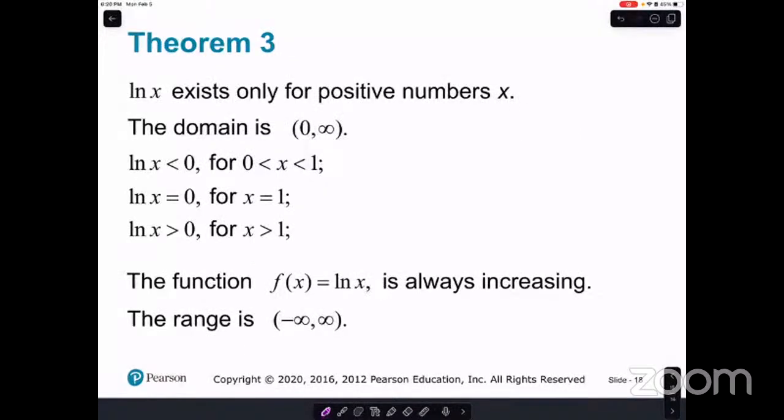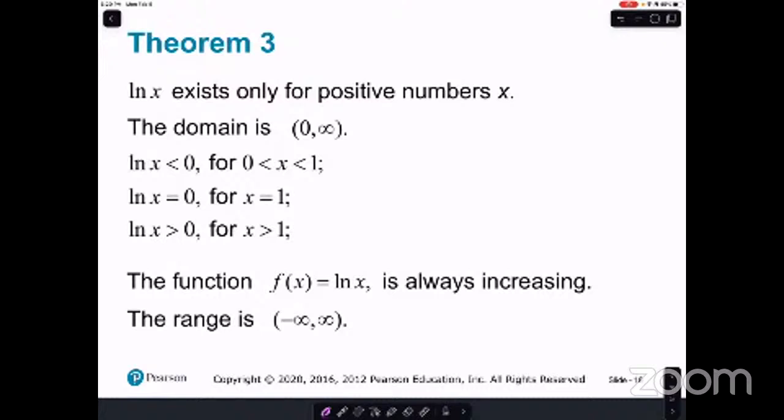Theorem 3: the natural log of x exists only for positive numbers x. The log is only defined for positive numbers, so the domain is 0 to infinity. The natural log of x is less than 0 when x is between 0 and 1, equal to 0 when x is 1, and positive when x is greater than 1. The natural log function is always increasing and the range is all reals. Those are just properties of the log function.